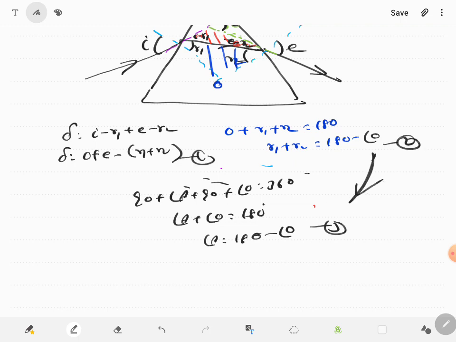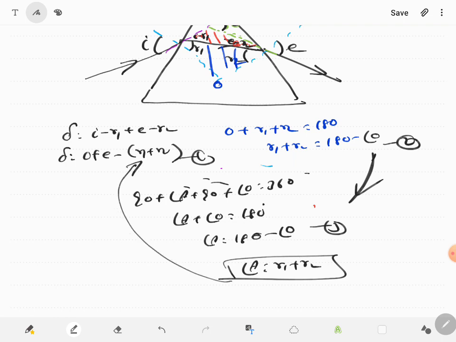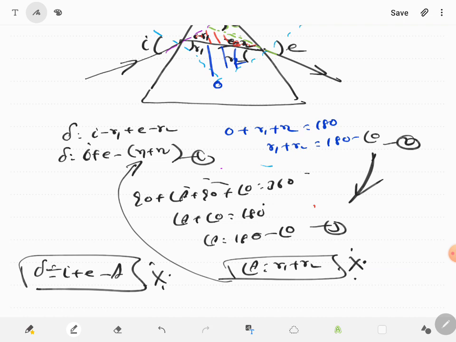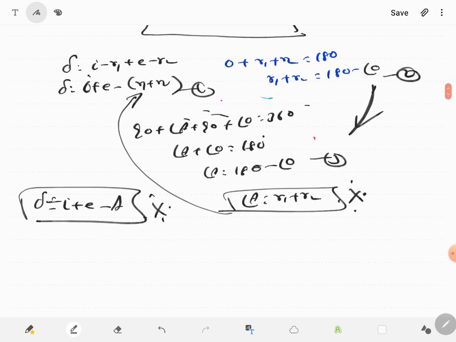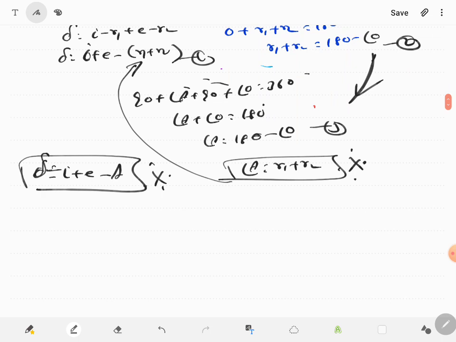Comparing the second and third, you get angle A is equal to R1 plus R2, which is your first conclusion. Substituting this A in R1 plus R2, you get delta is equal to I plus E minus A. These are very, very important formulas which you have to use in normal sums and general sums of prism: A is equal to R1 plus R2, and delta is equal to I plus E minus A. You should memorize these two formulas.